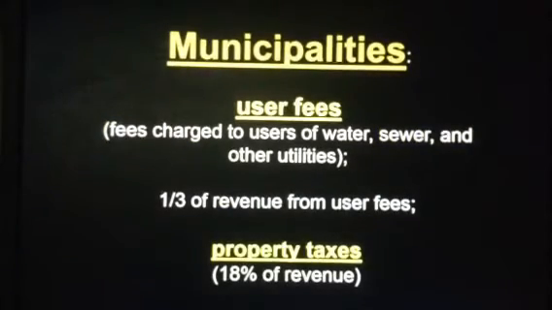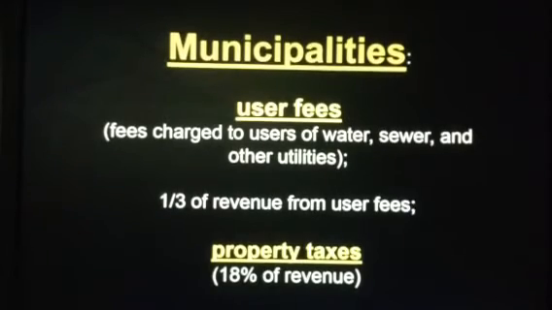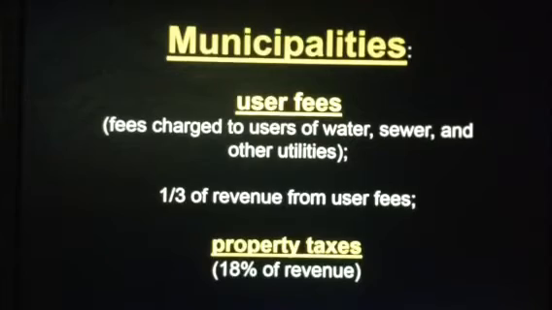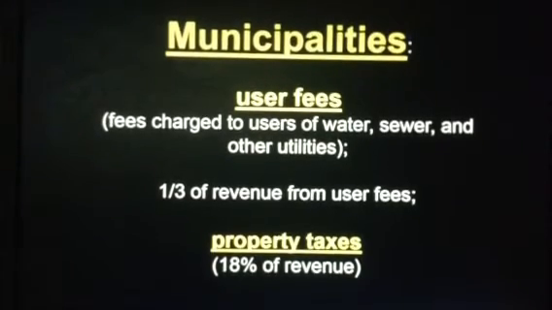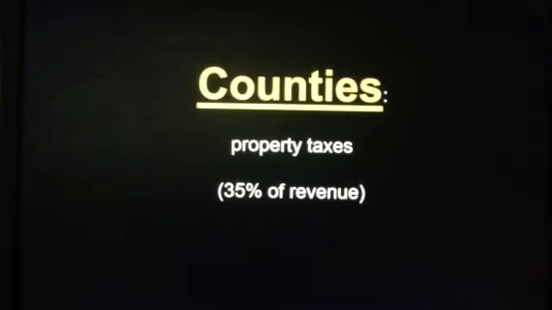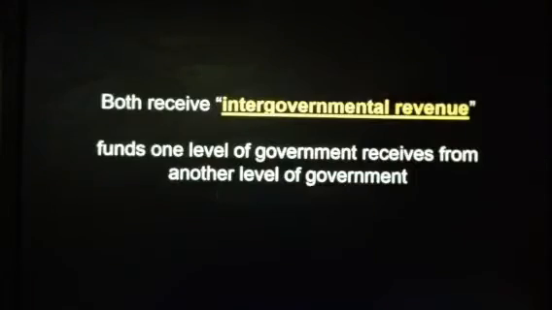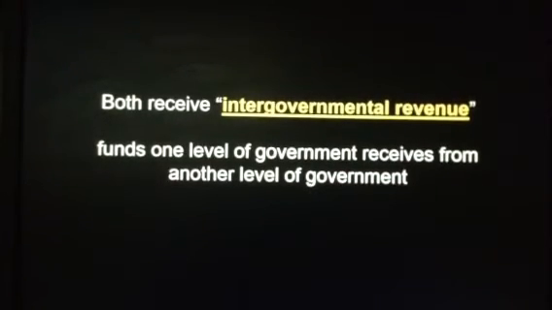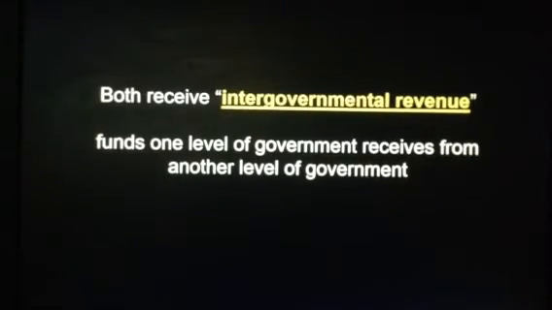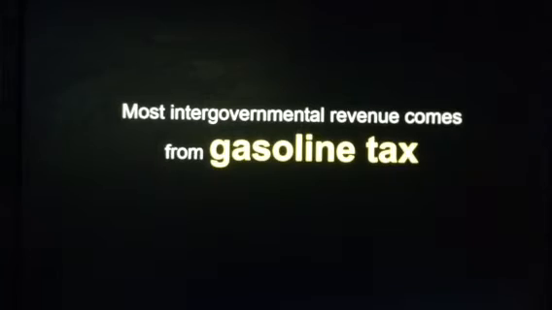For revenues, municipalities use user fees. These are fees charged for the use of water, sewage, and utilities. 1/3 of the revenue comes from user fees. And then property taxes, local property taxes, 18% of revenue. For counties, their number one revenue source is not user fees, but the property tax. Both receive what's called intergovernmental revenue. This is when one level of government transfers money to another level of government. Most intergovernmental revenue comes from the gasoline tax.